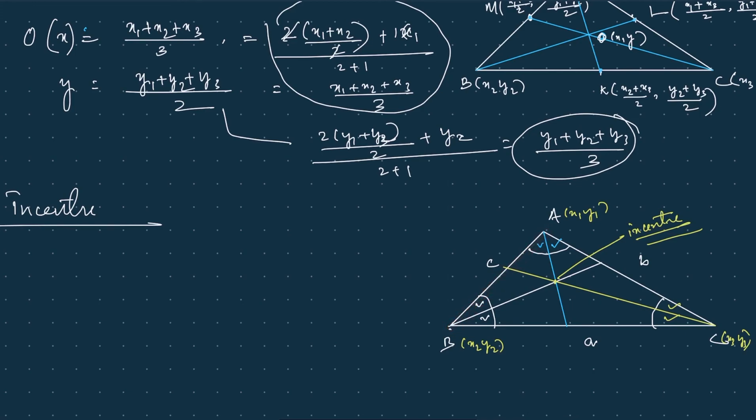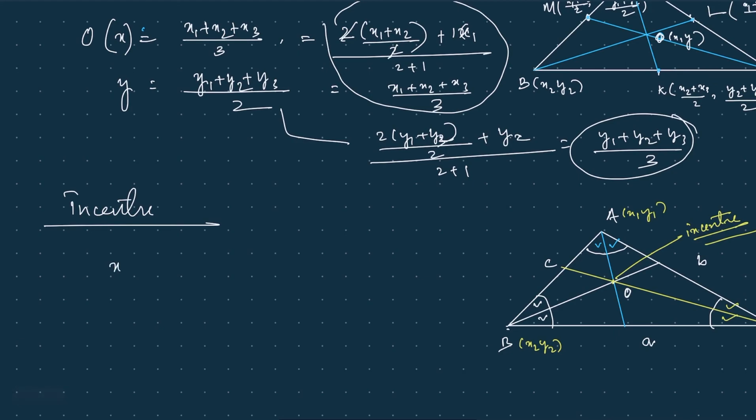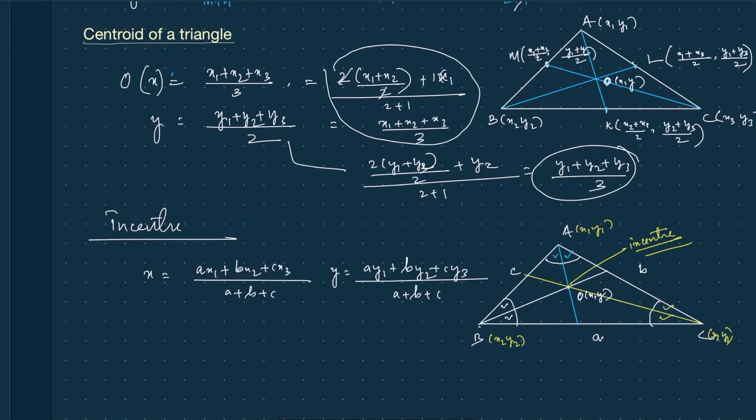Okay, now the coordinates of this incenter. Suppose I name it O. Now the formula for this will be x and y. So this x will become a into x1 plus b into x2 plus c into x3 divided by a plus b plus c. For y it will become a into y1 plus b into y2 plus c into y3 divided by a plus b plus c. Okay, this is the concept.